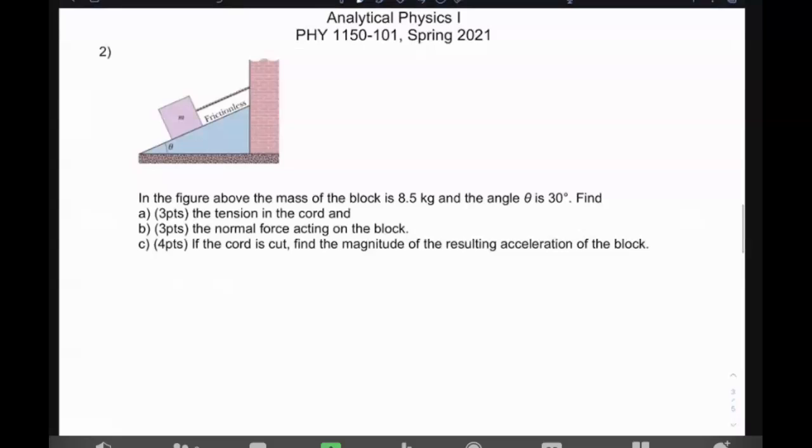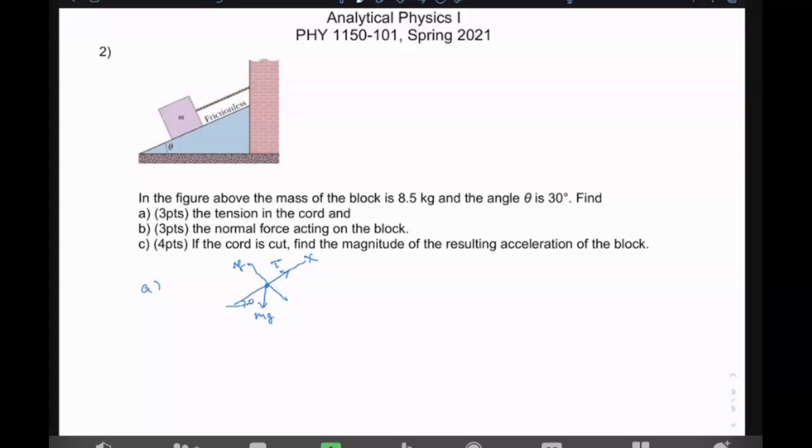Okay, so first I'll draw a free body diagram as I start part A. My x direction is going up the incline, and a tension force is acting in the positive x direction, and since mg is acting vertically down, I can break mg up into a y component and an x component.